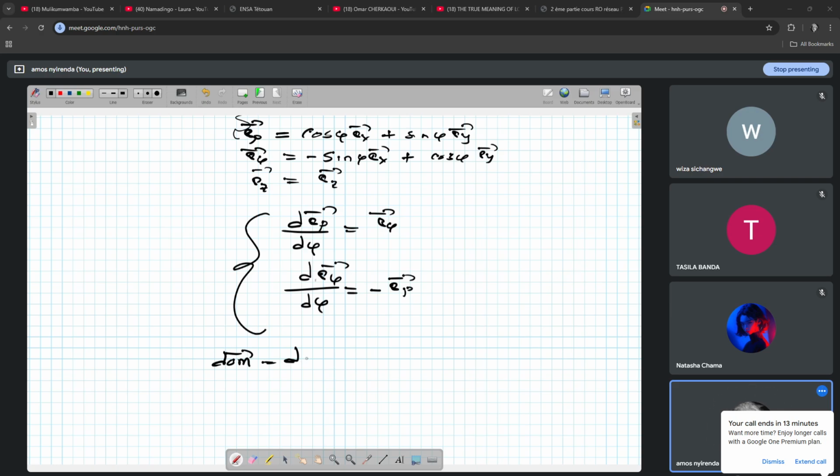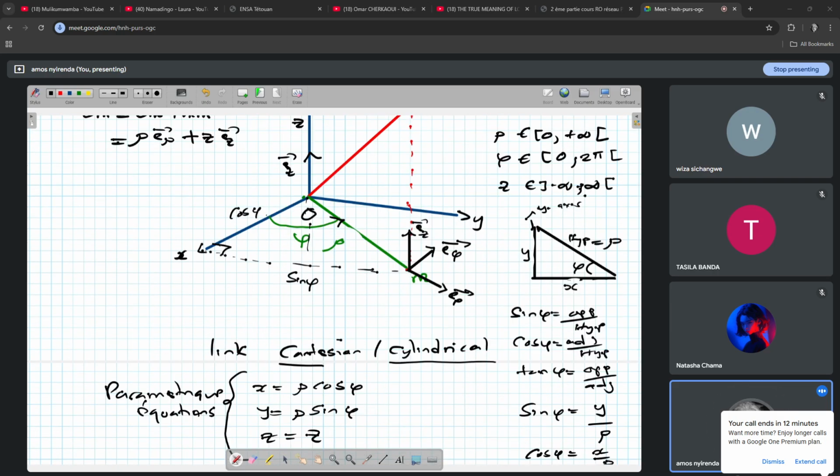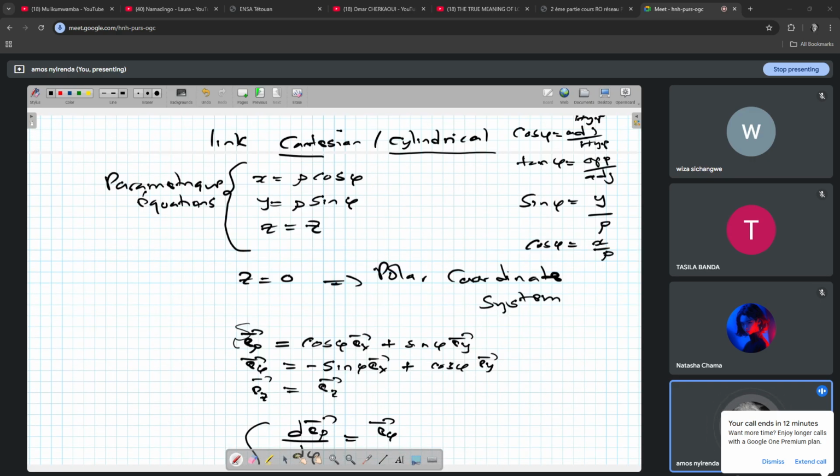So here you have d rho, e_rho, and then rho, d phi, e_phi, and then plus dz, e_z. So this is the déplacement élémentaire. What we did for the Cartesian coordinate system, we've done for the cylindrical coordinate system.